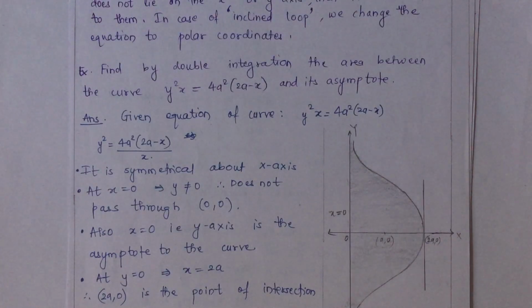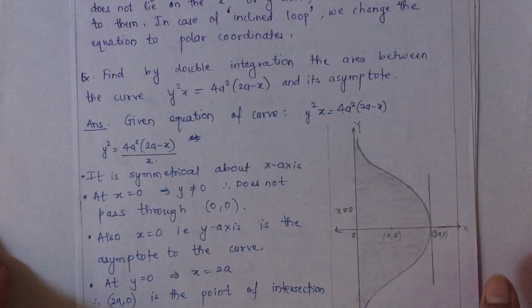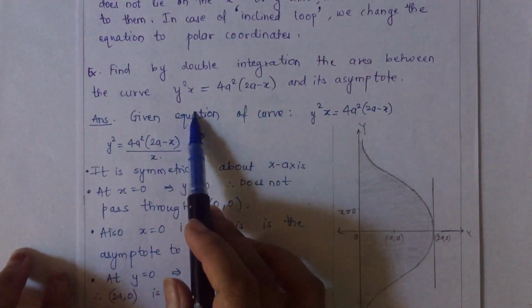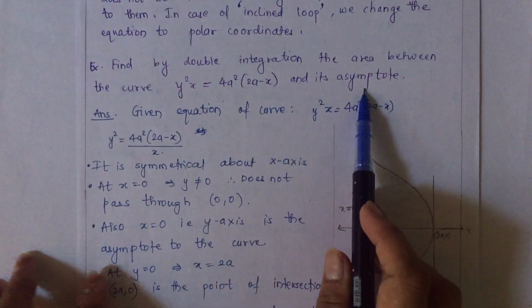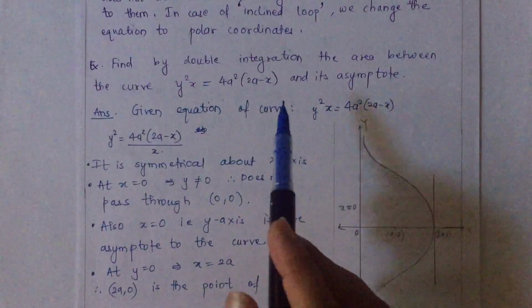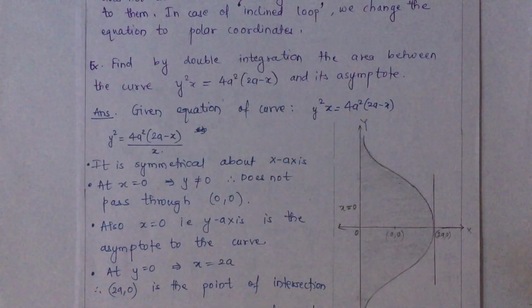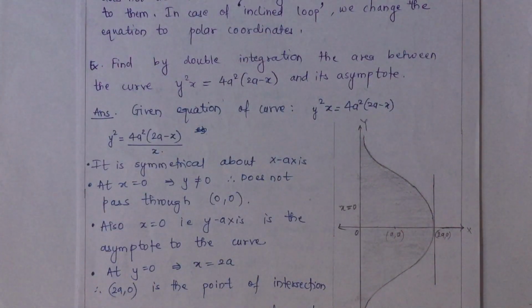Find by double integration the area bounded by the curve y square x equal to 4a square (2a minus x) and its asymptote. Now when you are asked to find the area, what kind of curve is this? It is a Cartesian type curve. You have to first trace the curve, and then check what the actual region is for which we have to find the area.